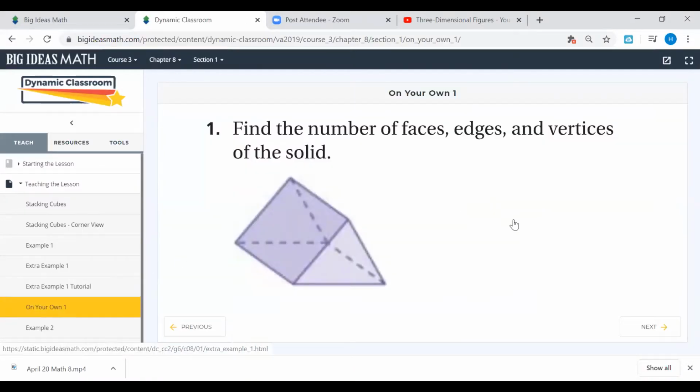Okay, so the next part is asking you the on your own question. So you could be asked a question about this. Find the number of faces, edges, and vertices of the solid. And so you would see that the answer would be 5 faces, 9 edges, and 6 vertices.